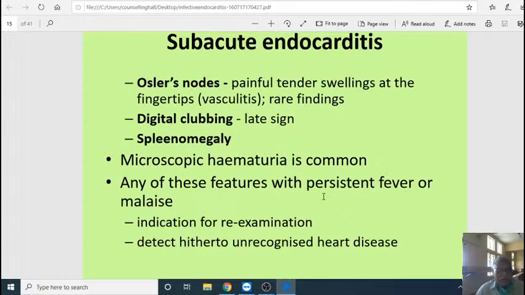The Osler nodes are painful, tender swellings at the fingertips, and vasculitis is a rare finding. Digital clubbing is a very late sign, which needs at least 2 to 3 weeks to develop. In acute endocarditis, you will not find clubbing until after 2 to 3 weeks of time.